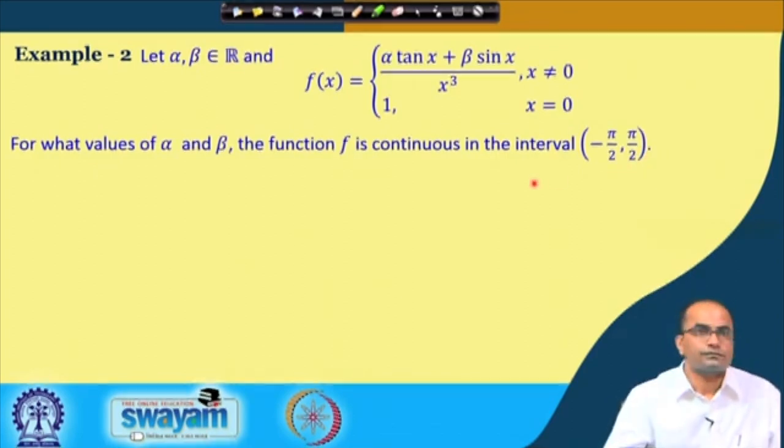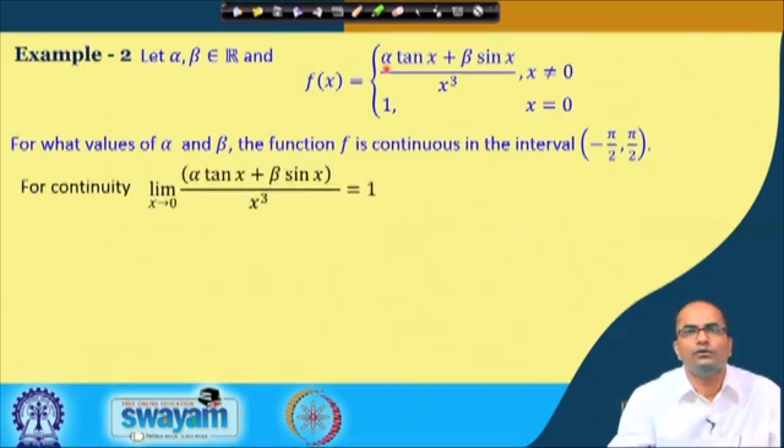Now for the continuity, what do we need? For the continuity of this function, the limit of (alpha tan x plus beta sin x) over x cube should be 1, because at x equal to 0, the function is defined as 1. Everywhere else the function is continuous; the only problem is at x equal to 0. For x not equal to 0, we have this nice function defined over minus pi by 2 to pi by 2: tan is continuous, sin is continuous, x cube is continuous. So, the function is continuous. The only problem it could create is at x equal to 0.